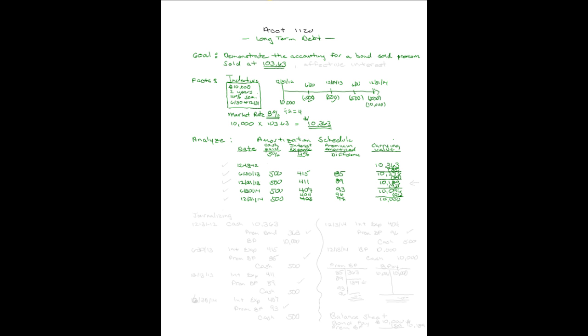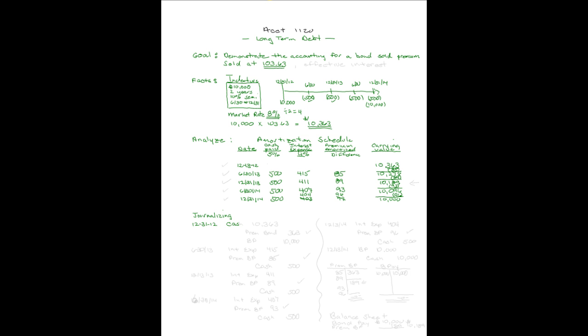Now that we've done that, we can start journalizing. So you put the amortization schedule away and use it every 6 months when you make journal entries. Let's start at the beginning. We get cash on 12/31, and I've got the year right now.